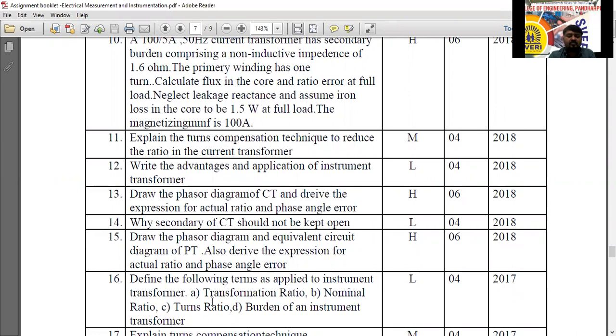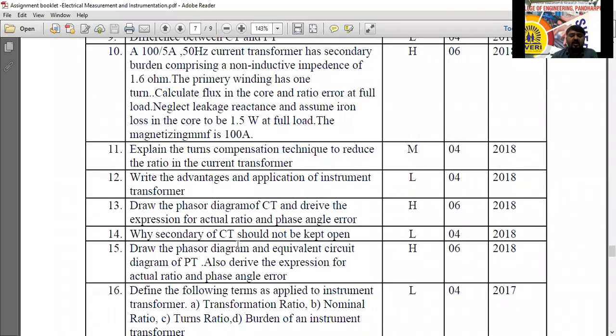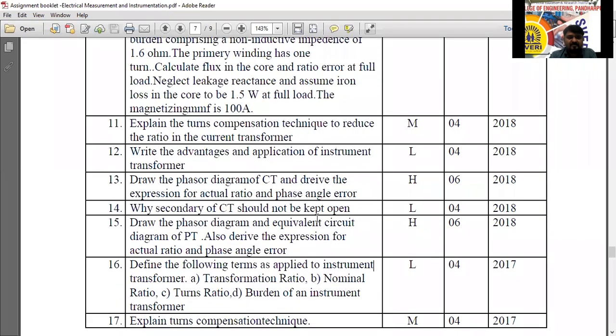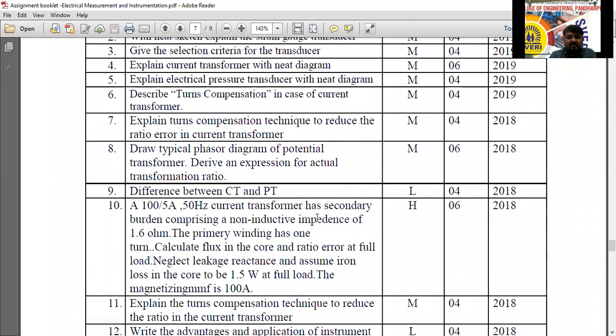How many questions in total? 7 questions. Okay. These 7 questions you write down, as well as 10 MCQs, you have to write down in the starting. Should I give 2 more questions? That's enough, sir. Okay.